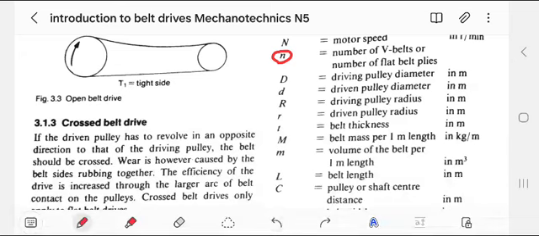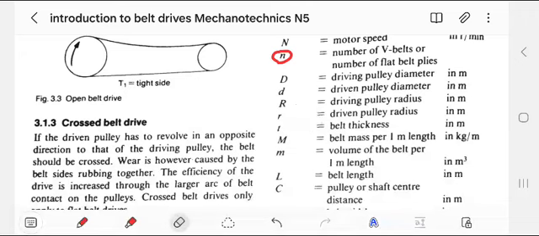It's the diameter of a driven pulley in meters. D is the diameter of the driven pulley, and d is for the driving pulley. R is the driving pulley radius. T is the thickness, the belt thickness.